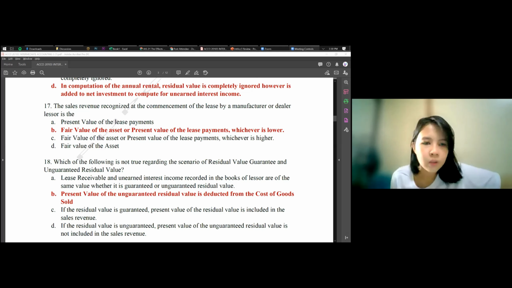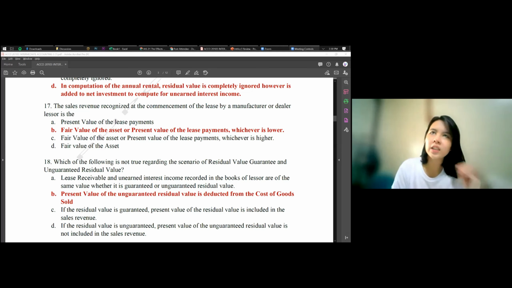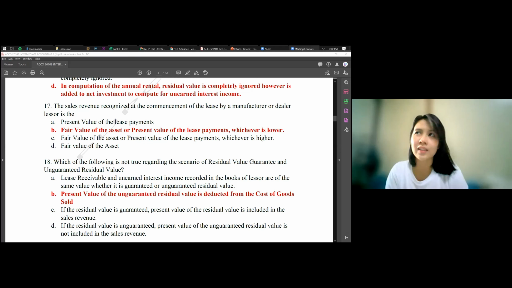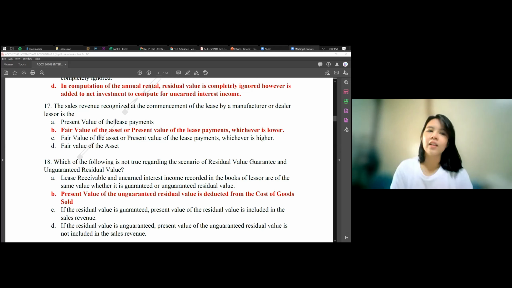Okay, so B, present value of the unguaranteed residual value is deducted from the cost of goods sold. So, no, I don't think so, but I can say rather na hindi siya included dun sa sales. Diba? Kung naalala nyo kanina yung almost second to the last slide natin, so it is not included in there. So C, tingnan natin kung tama. Baka dalawa yung sagot. If the residual value is guaranteed, present value of the residual value is included in the sales revenue. Yes, yes na yes.